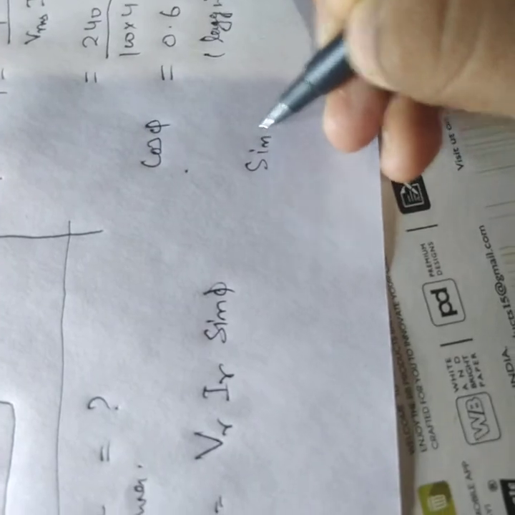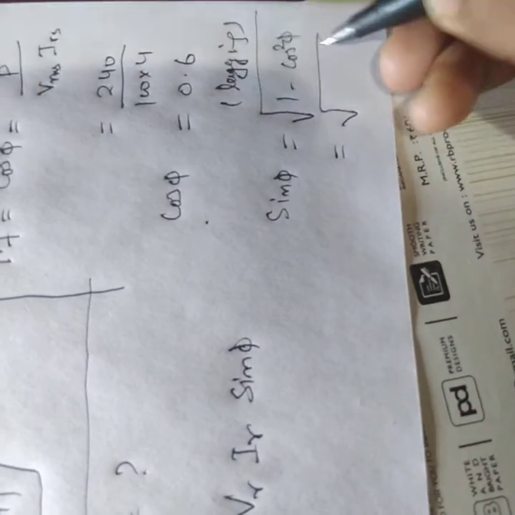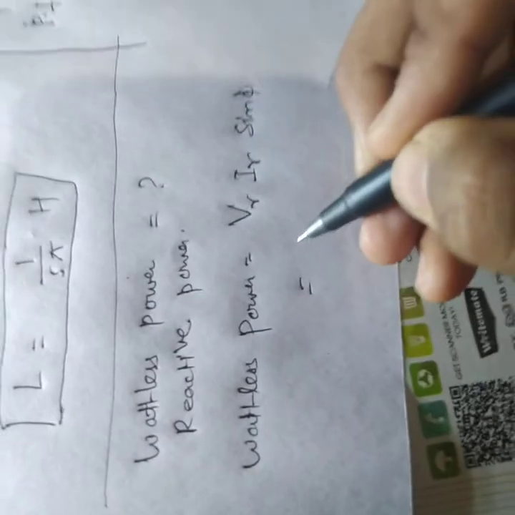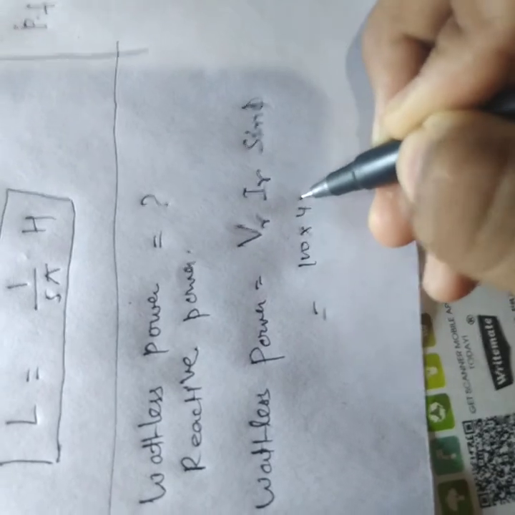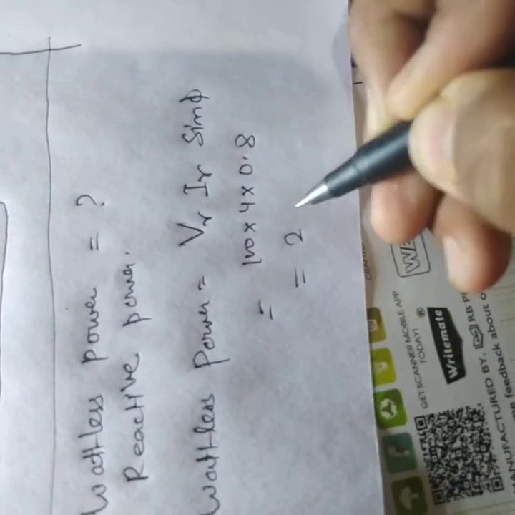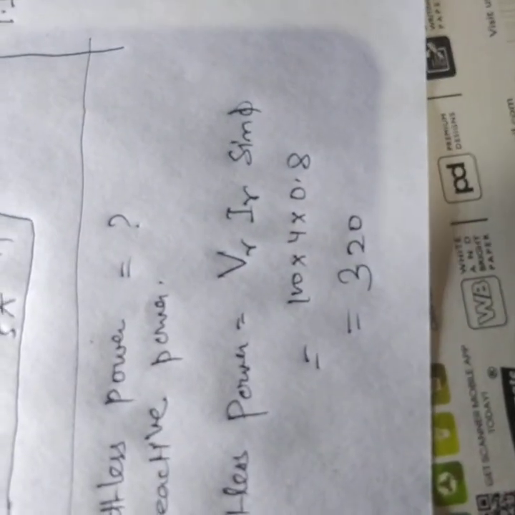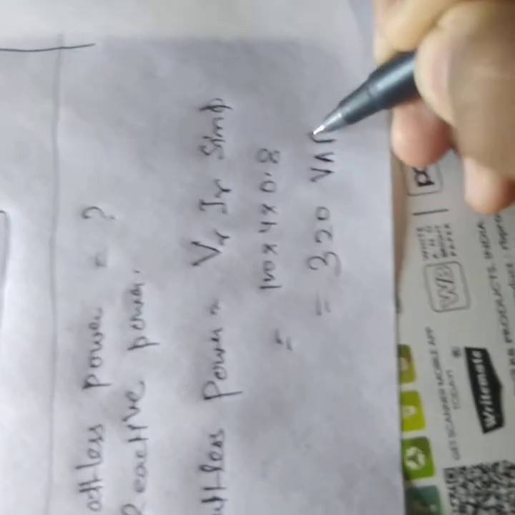Sine of phi is equal to under root 1 minus cos square of phi, 1 minus 0.6 square, that is equal to 0.8. Then wattless power is equal to 100 into 4 into 0.8, that is equal to 320. Then one of the most important questions is what is the unit of wattless power? The unit of wattless power is VAR.